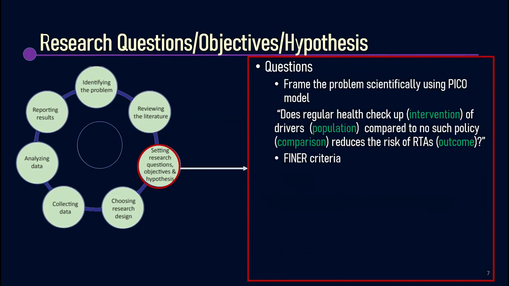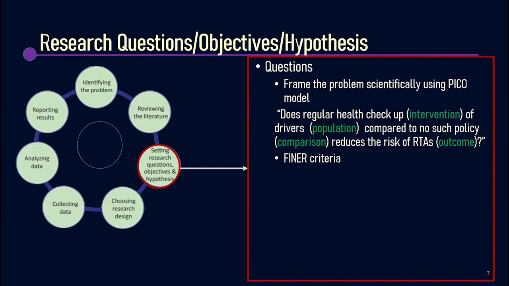Now, the third step in the research cycle is setting research questions, objective, and hypothesis. Regarding the research question, one needs to frame the problem scientifically using the PICO model. P stands for population of interest, I for intervention, C for comparison, and O for outcome. One example is given here: does regular health checkup of drivers, compared to no such policy, reduce the risk of RTA? This is one example of framing using the PICO model.